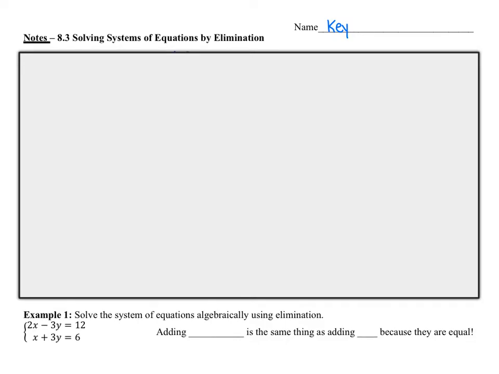This is the notes for solving systems of equations by elimination. So elimination is another way to solve a system of equations algebraically. I want you to think about, what does the word elimination mean? It means for something to go away, for something to be gone. So when we eliminate in math, we can think of zeroing terms out.